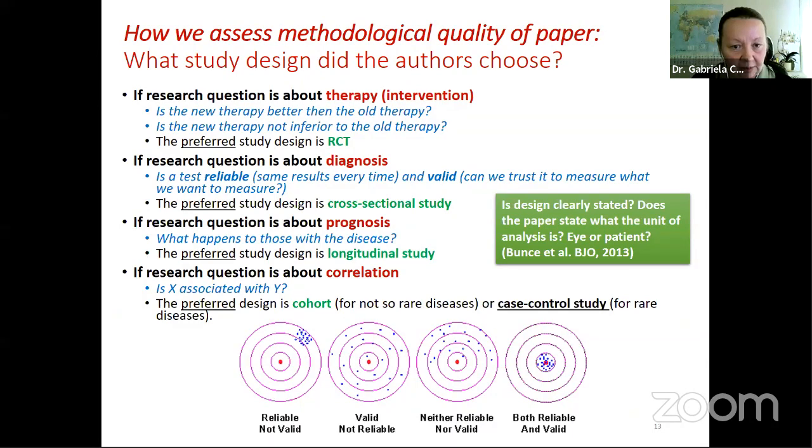Also in the diagnostic studies, like in my second bullet point, typically what we want to know is whether a test is reliable and also valid. So here is an example of what we mean by reliable and not valid. For example, this first bullseye pink plot is showing a reliable test but not valid.